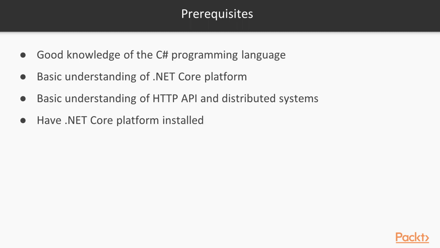In order to start with this course, you need to have a good knowledge of the C# programming language, a very basic understanding of the .NET Core platform, as well as a basic understanding of HTTP APIs and distributed systems. And finally, you need to have the .NET Core platform installed. We'll be using .NET Core 2.0 or higher. At this time, there is .NET Core 2.1 in the preview version. That will be it, and let's get started.